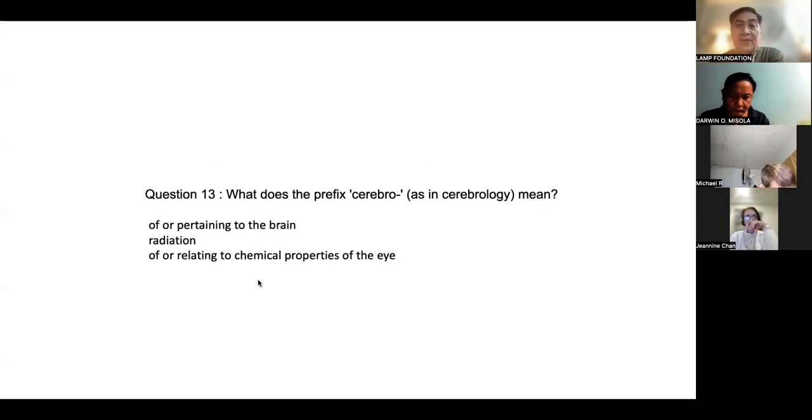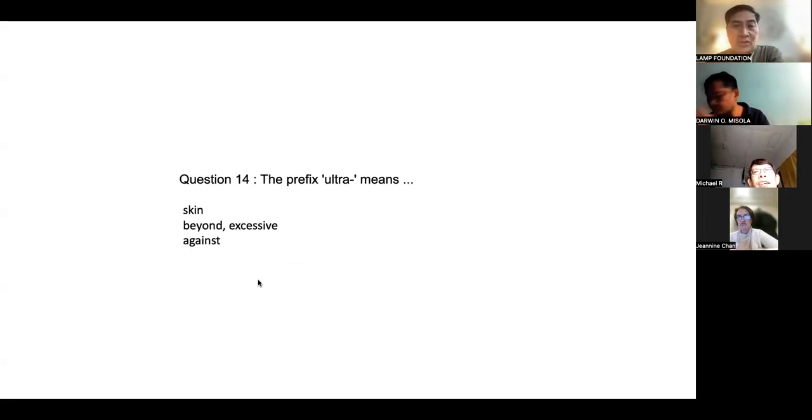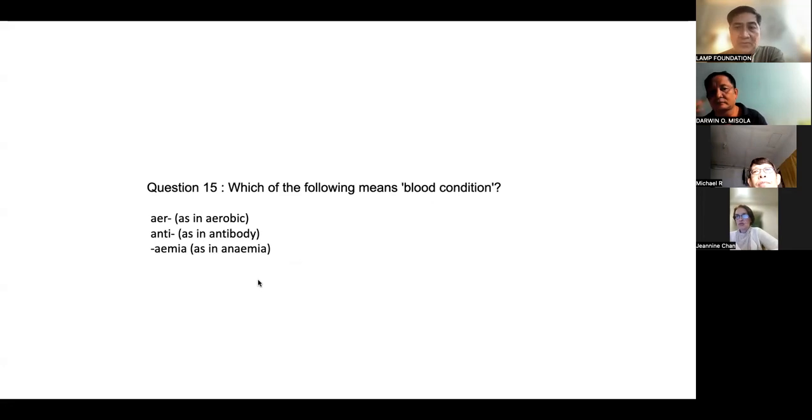What does the prefix cerebro-, as in cerebrology, mean? Is it pertaining to the brain? Good. The prefix ultra- means? Beyond or excessive. Which of the following means blood condition? Emia, as in anemia.